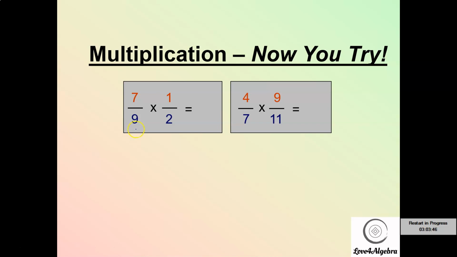So the first one, 7/9 times 1/2, check for common factors across, and when you do that, you really don't find any, but you get 7/18. The next one, 4/7 times 9/11. Also, there are no common factors, so you end up with 36/77. That's as low as you can go.